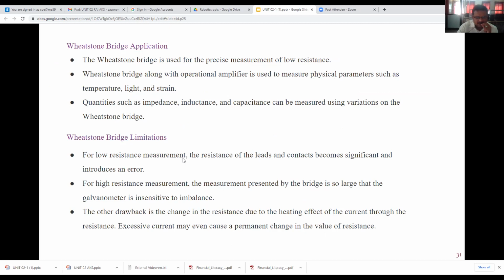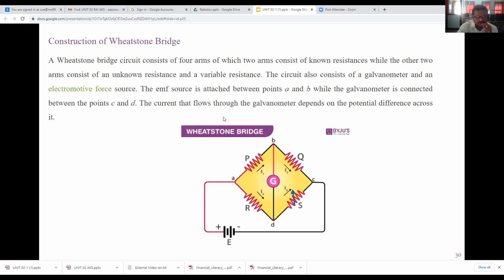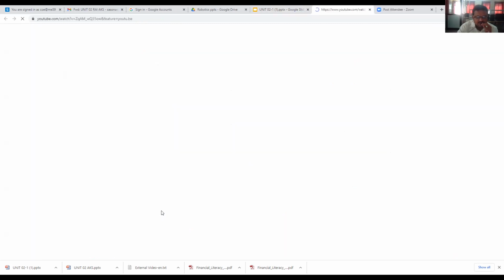For low resistance measurement, the resistance of the leads and contacts becomes significant and introduces an error. For high resistance measurement, the imbalance presented by the bridge is so large that the galvanometer is insensitive to it. And third, the other drawback is the change in the resistance due to the heating effect of the current through the resistance. Excessive current may even cause permanent change in the value of resistance. Therefore, these are the drawbacks or limitations of the Wheatstone bridge. Now, this video we will see, then you will understand it better.